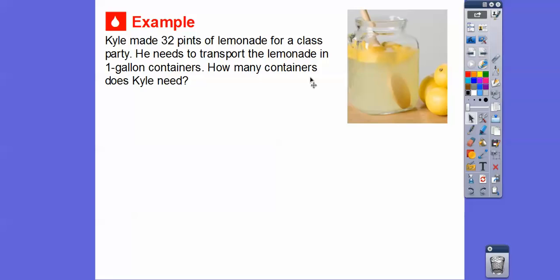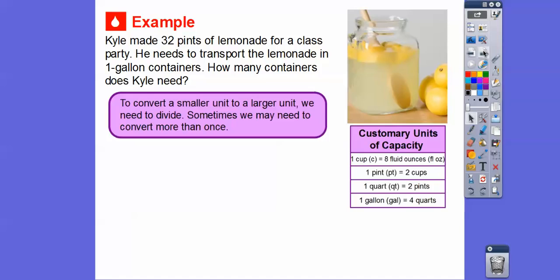Okay, so what we've got to do is convert the pints to quarts and then convert the quarts to gallons right here. To convert the smaller units to larger units, we need to divide. Remember, we talked about that in the last lesson. So sometimes we're going to have to convert more than once, and in this case we are. We're going to take these pints and convert pints into quarts. So we're going to go backwards and divide by 2, and then we'll take how many quarts we have out of the 32 pints, and then we'll divide that by 4, and that'll tell us how many gallons there are. Okay, let's go ahead and get started here.